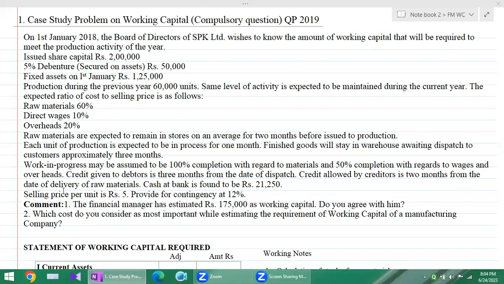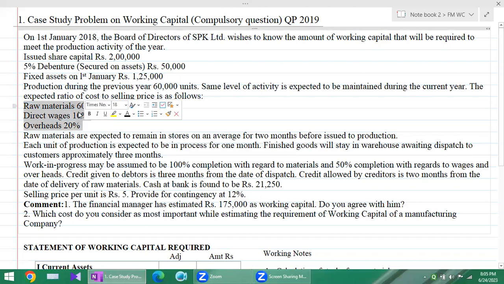Then, from the date of delivery of raw materials, comes the last information. Cash at bank is found to be rupees 21,250, and the selling price is rupees 5. This 5 rupees selling price is given. And these three costs, raw material cost, wages cost and overhead cost, are given in the problem in terms of percentage. So we'll have to multiply the same percentage with rupees 5 so that we can derive the raw material cost, direct wages cost and overhead.